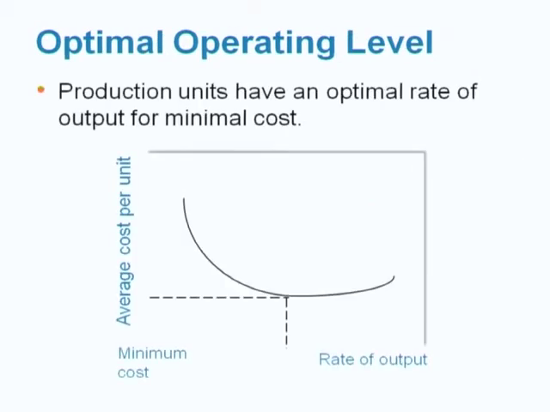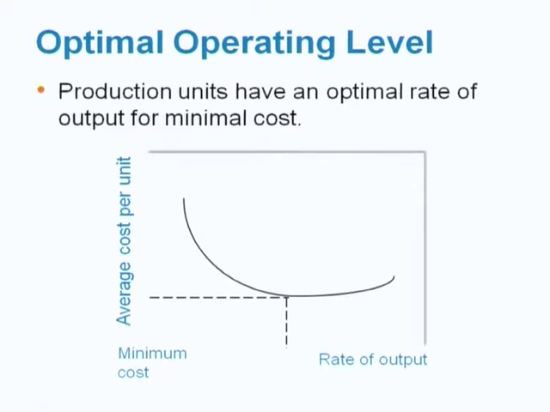And the next one, we go to optimum operating level. When you see this slide, every production unit always has an optimum rate of output. At the optimum rate, you can get the minimized total cost. On the curve, the y-axis is the average cost per unit, and the x-axis refers to the rate of output. At the bottom of the curve, you can see this point is the optimum point where you can get the minimum average cost per unit.